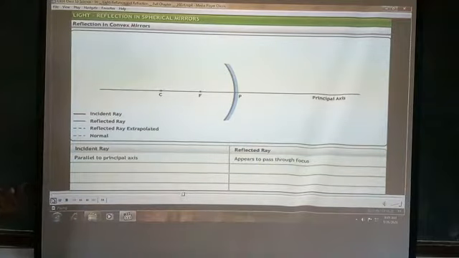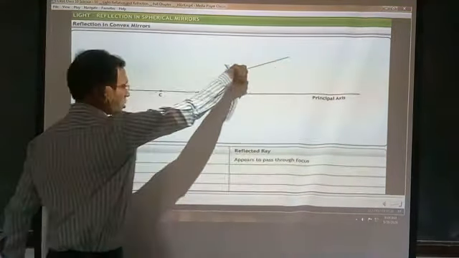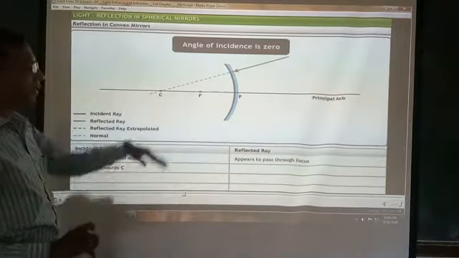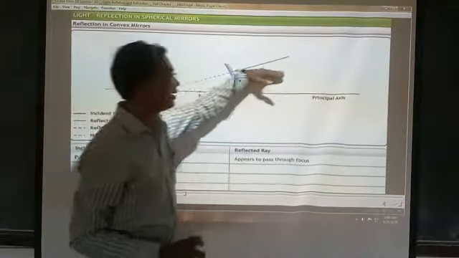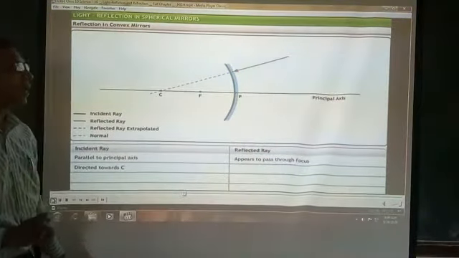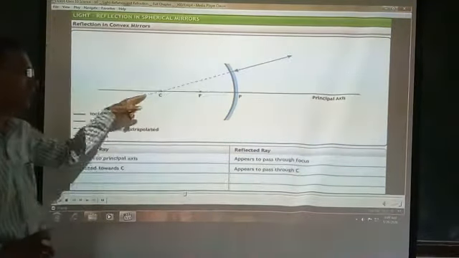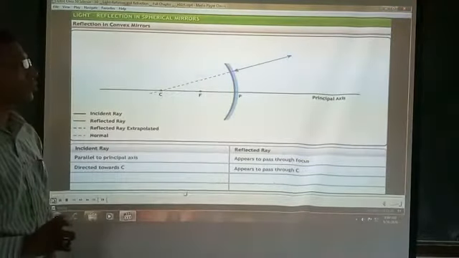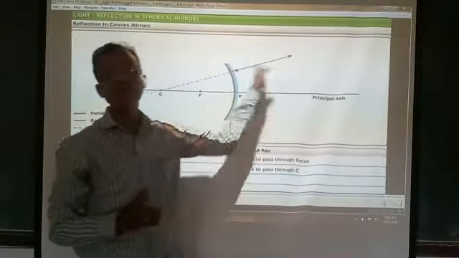Similarly, take another example: the incident ray directed towards the center of curvature. The angle of incidence is 0, so after reflection it goes back along the same path, appearing to pass through the center of curvature. The incident ray and reflected ray path will be the same. It is reflected back.